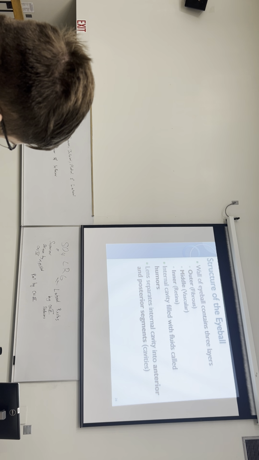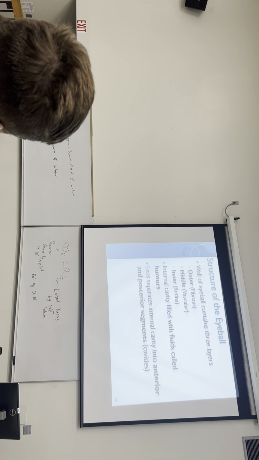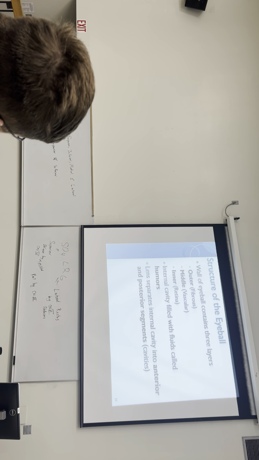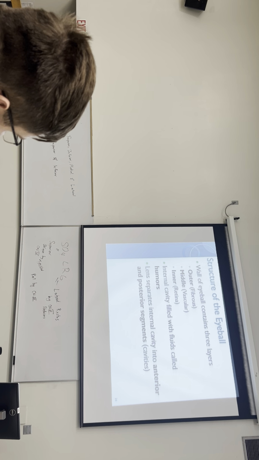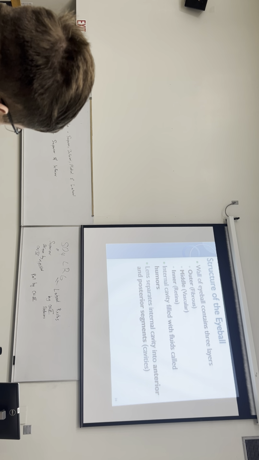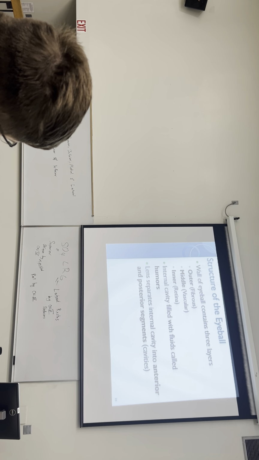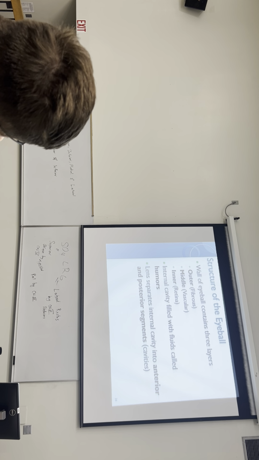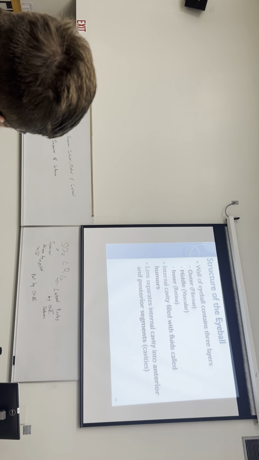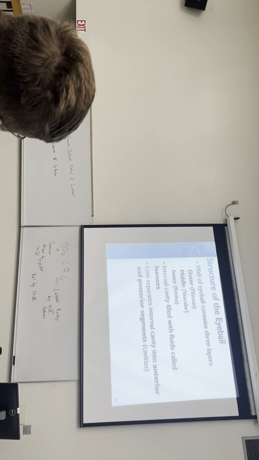Next, now we're going to talk about the layers of the eye. We have three layers of the eye. The outer layer is the fibrous layer. The middle layer is the vascular layer. We'll talk about different parts of each. And then the innermost layer, that's our retina, the neural layer.